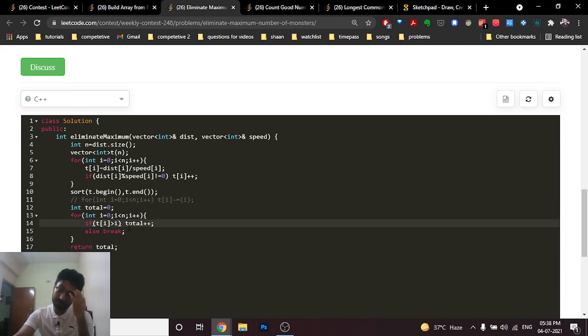So if the total time is greater than the ith element, like the time the monster will reach my village is greater than the time I will kill the monster, then obviously the monster will not enter my village. I hope you get the point. So this is the code part.